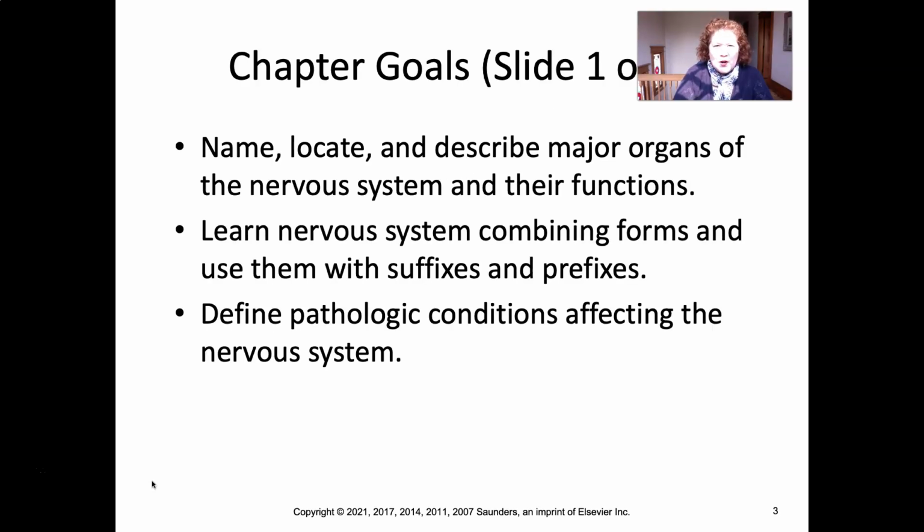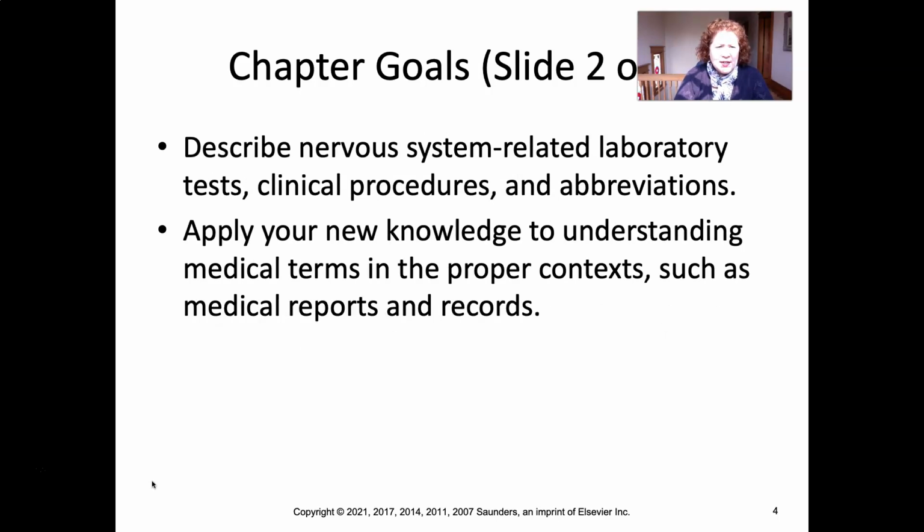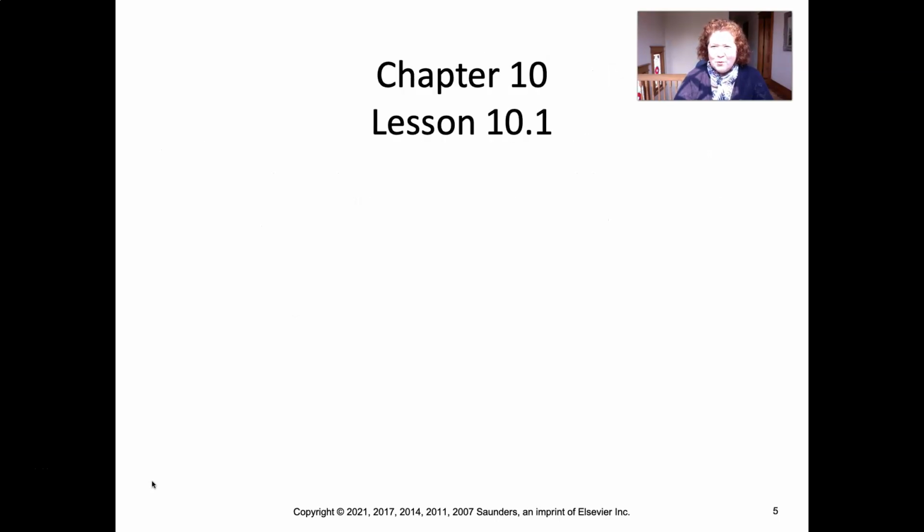Okay, so what are our goals? They are the same as always when we talk about a body system. They're looking at the major organs and their functions, combining forms, suffixes, prefixes, what can go wrong with the system that we're studying, any lab tests, clinical procedures, abbreviations that are applicable, as well as medical terms in their proper context. So let's get going. Let's talk about the nervous system and move forward.